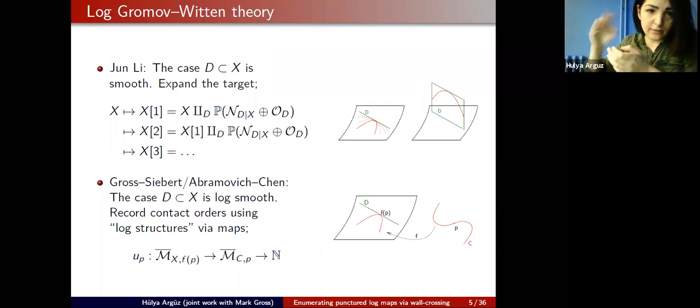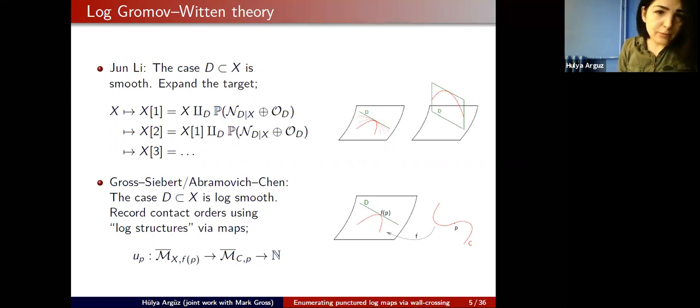And he's showing that after finitely many bubbles, which he calls the accordion picture, you can obtain all curves you need to have a nice moduli space. So the idea is based on expanding the target. And this works whenever you have a smooth divisor D.